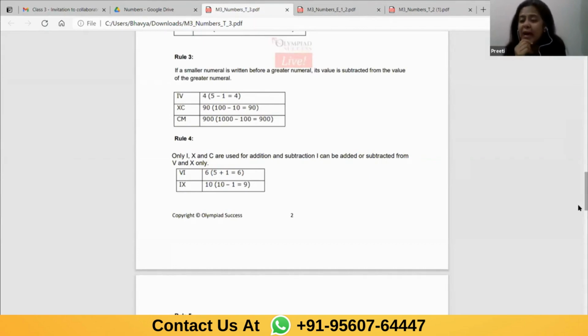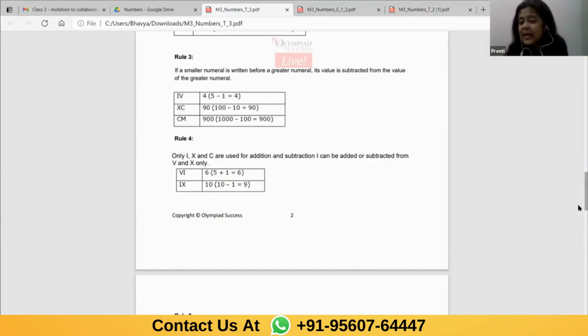Now, as I told you, children, in order to make number 4, we were subtracting I from V. In order to make number 6, we were adding I to V. Am I right? Then, in order to make number 9, we were subtracting I from X. And in order to make number 11 or further numbers, we were adding I to X. This is what we did so far.